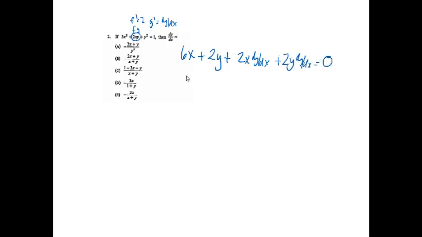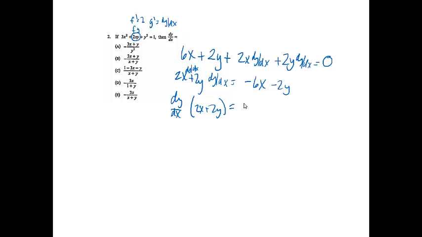So keeping my dy dx's on one side and everything else on the other side, we'll get 2x dy dx, I'm a step ahead of myself, plus 2y dy dx will equal negative 6x minus 2y. I'm going to factor out a dy dx. 2x plus 2y is equal to negative 6x minus 2y, and then I'll divide both sides by 2x plus 2y.